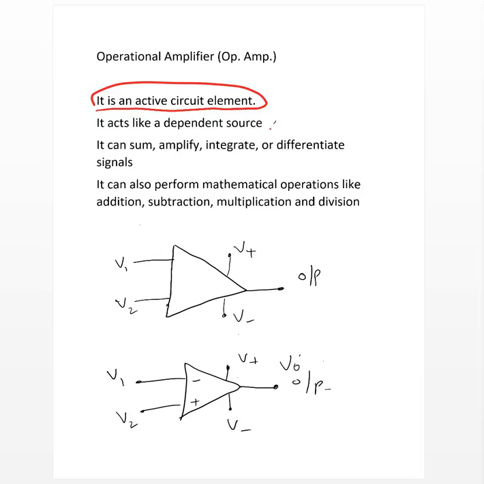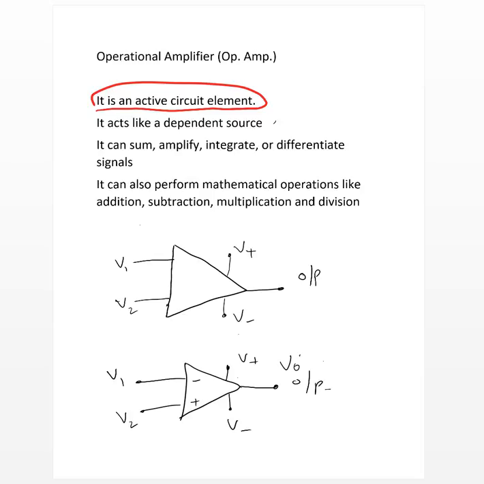It acts like a dependent source, a current-dependent current source or a voltage-dependent voltage source, something like that. It can sum, amplify, integrate, or differentiate signals. So it can sum two signals, amplify two signals, or differentiate two signals. It can also perform mathematical operations like addition, subtraction, multiplication, and division.